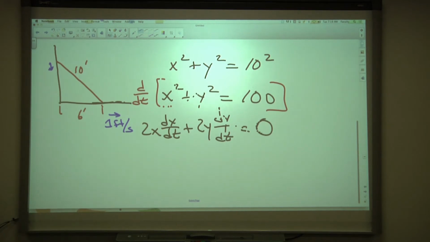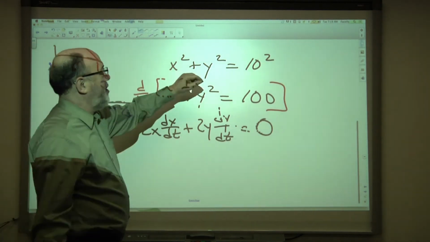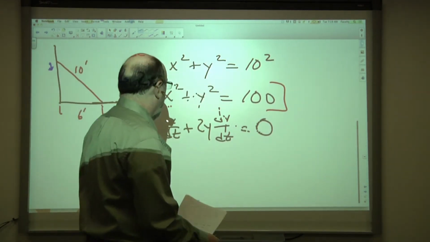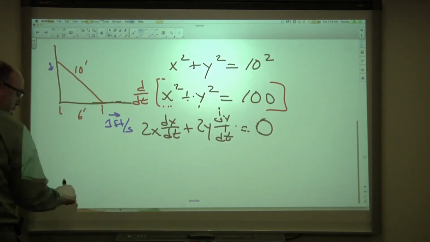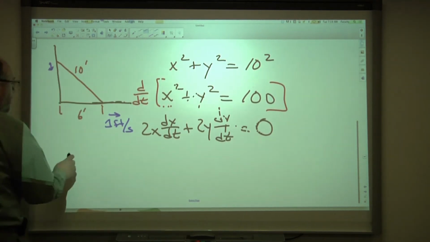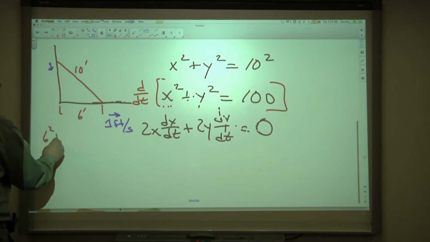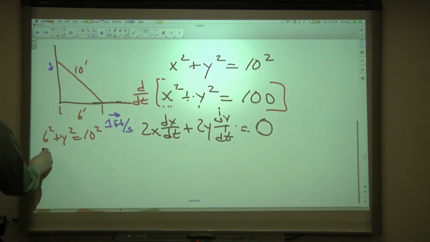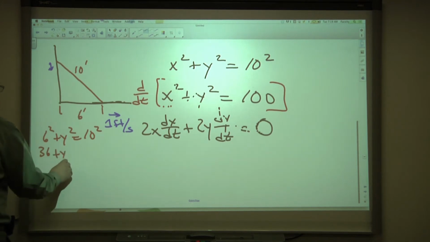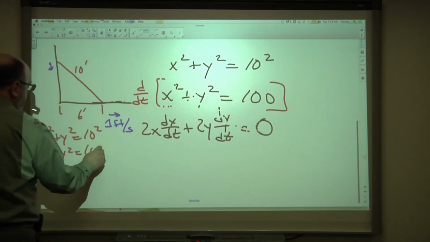Well, what is y? Well, I know x is 6 feet. So we can get what y is because we have our Pythagorean theorem. So we need y first before we go any further. So we got that 6 squared plus y squared equals 10 squared. So 36 plus y squared equals 100.